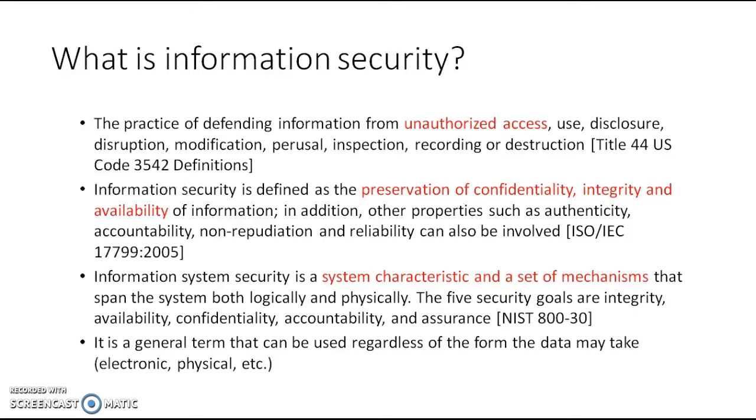The five security goals are integrity, availability, confidentiality, accountability, and assurance. So we can call a system secure if it preserves integrity, availability, confidentiality, accountability, and assurance. So these are the different definitions. The last one says it is a general term that can be used regardless of the form the data may take. It can be either electronic data or physical data.